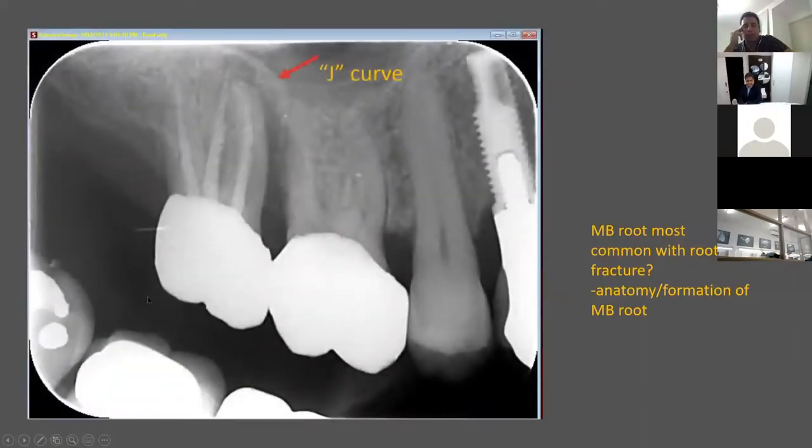Here's another one. This is a case you're seeing soon. I just want you to tell the patient, sorry, you're going to lose the tooth, right? Yeah, obviously, because this is a J-shaped lesion. You don't need a CBCT for it. It's a definite vertical root fracture. These are over-contoured zirconia crowns.